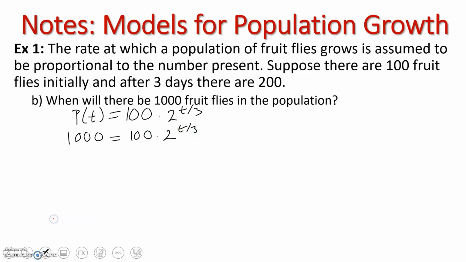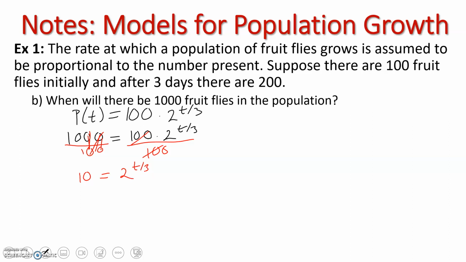We're going to isolate the variable. We'll start by dividing by 100. Those will cancel on the right. On the left, cancel these. Then we're left with 10 is equal to 2 to the power of t over 3.